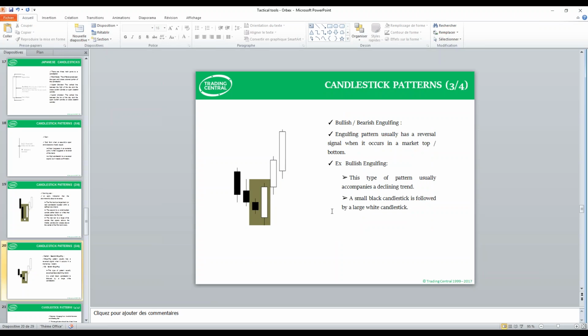You have a lot of other patterns. I will not explain all the patterns because it would take too much time. You have the bullish engulfing pattern, as you can see in this example. This is also a very powerful reversal uptrend pattern. Let me just show you some examples in the market.